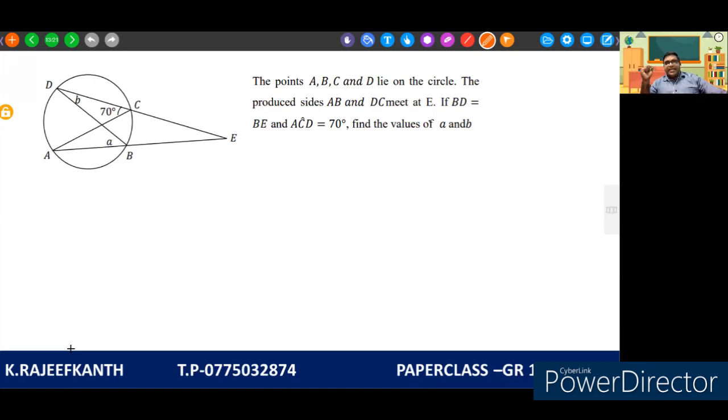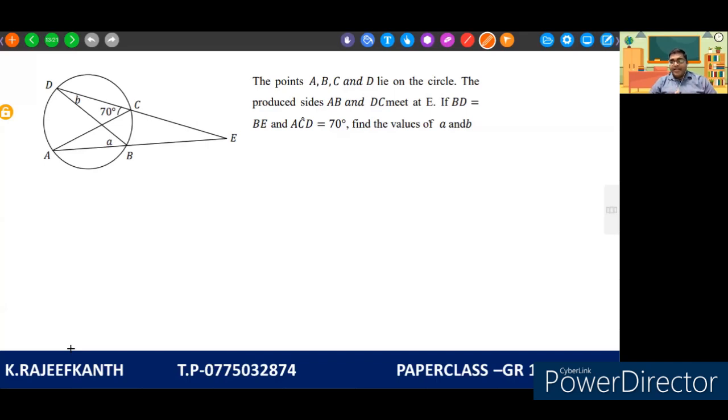And they have given that BD equals BE. That means that BDE is an isosceles triangle. So we can use the theorem of isosceles triangles also. So we have to think everything. Now we have to find the value of a. Then you can get an idea about that. That a is the exterior angle of that triangle BDE also. So we can use that exterior angle theorem also.